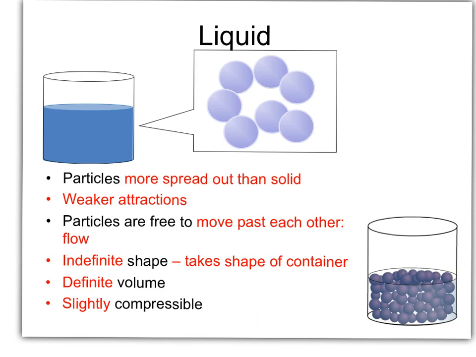The second of the three would be the liquid state. As seen in the diagram above, the liquid particles are more spread out than solid particles, and that's because of the weaker attractions holding them together. Particles are able to move past one another, thus they flow, and because of that, they have an indefinite shape. They take the shape of the container they're in. They do, however, have a definite volume, and they're slightly compressible. What that means is that we, in theory, can push the particles closer together, even though in reality that is generally not the case.